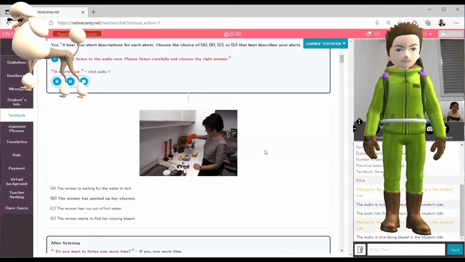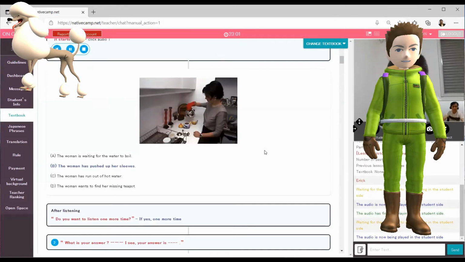Look at the picture on your screen. A. The woman is waiting for the water to boil. B. The woman has pushed up her sleeves. C. The woman has run out of hot water. D. The woman wants to find her missing teapot.